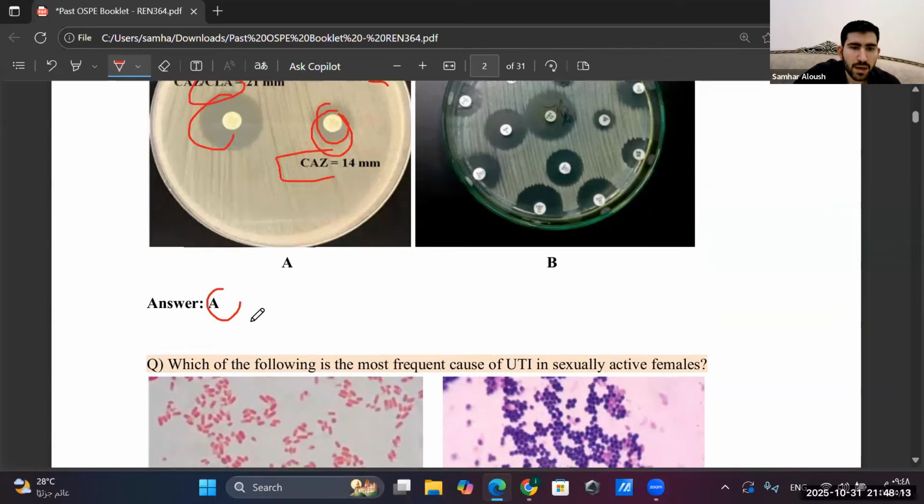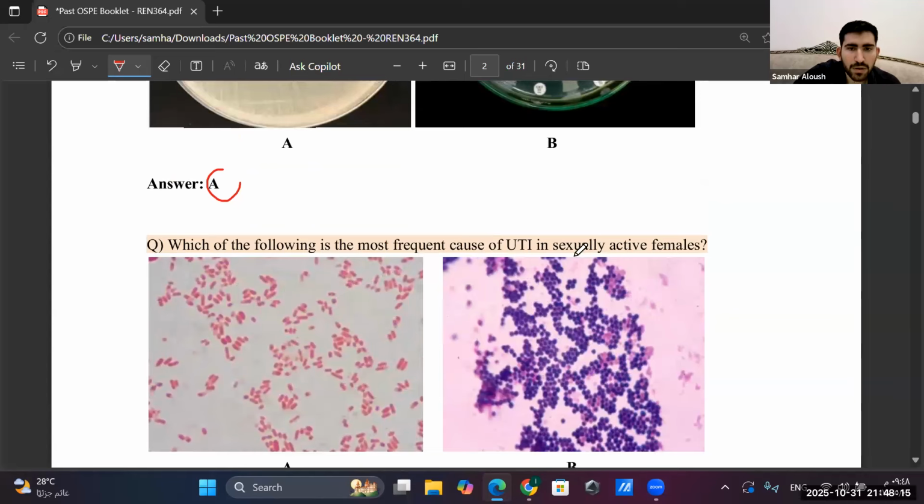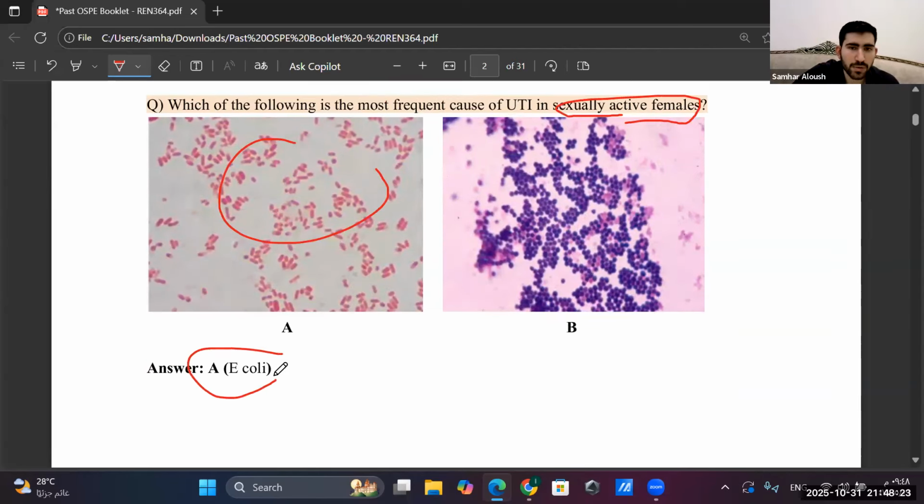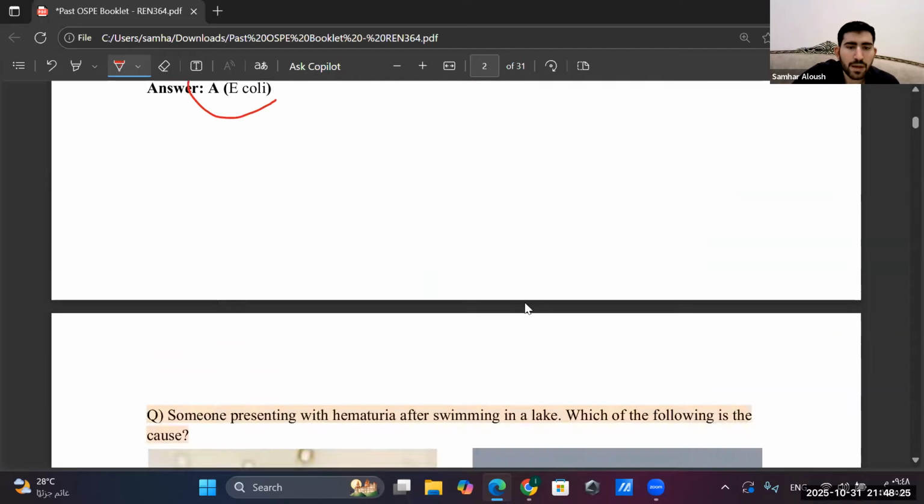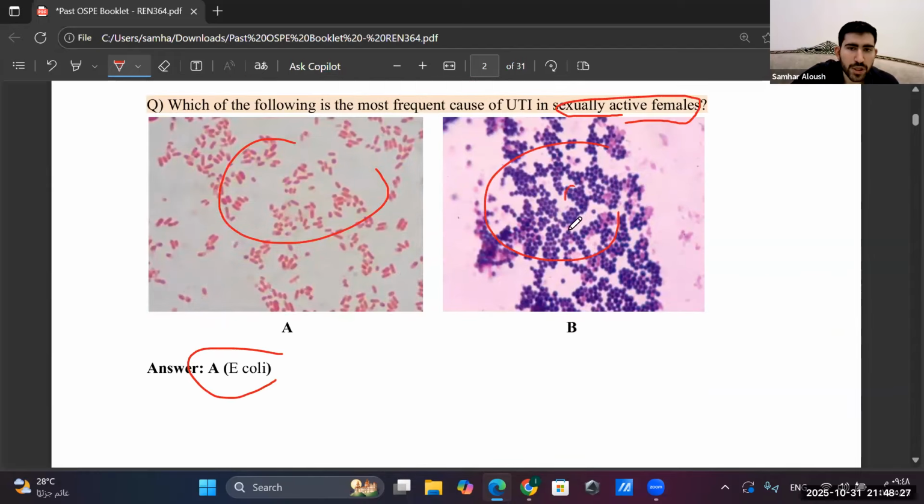So answer is A. Which of the following is the most frequent cause of UTI in sexually active females? Most common cause of UTI in all people, even sexually active females, is E. coli. I told you this in the lecture. This one is saprophyticus, which is second most common. So please, please, please choose E. coli.